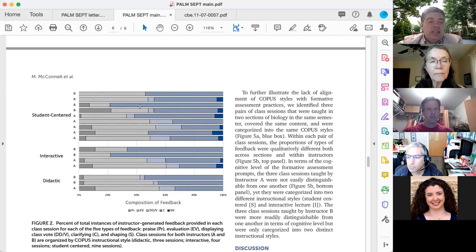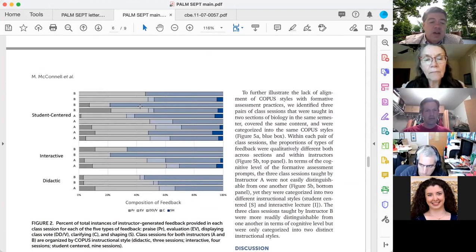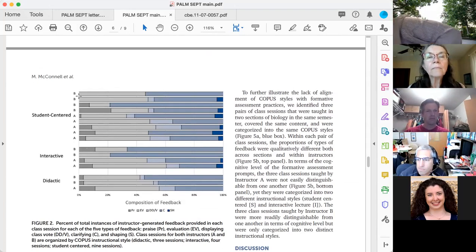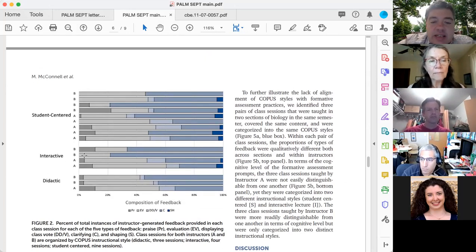And so we're going to see a series of data here related to looking at how these styles relate to what's coming out of the different COPUS assessments. And so you see here the variety of instructor-generated feedback, and you see here the layering of this on top of individual instructor A, instructor B sessions, and whether they were branded by COPUS as student-centered, as interactive, and didactic.